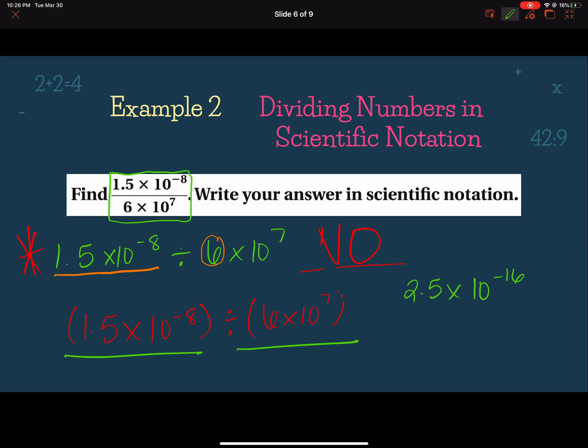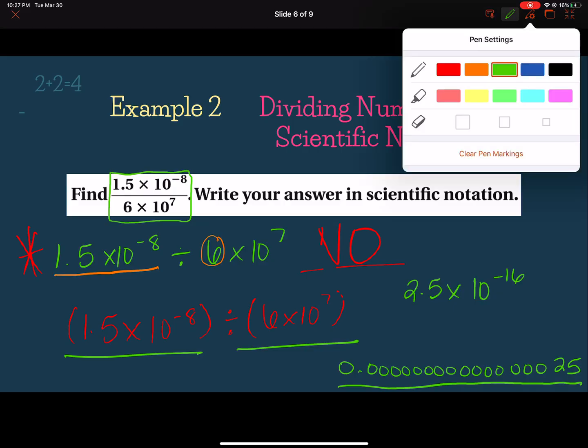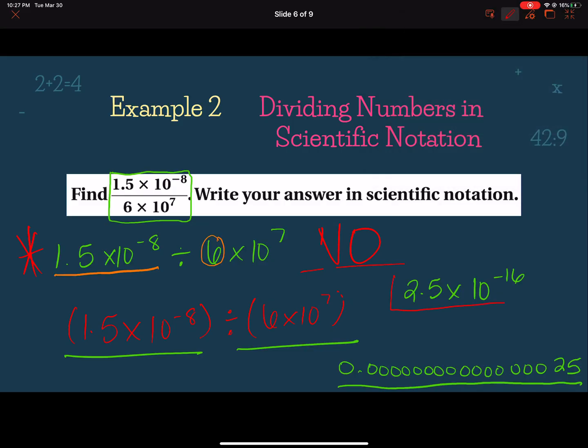So if I were to type this in my calculator and I didn't have it in scientific notation mode, it would give me a really, really, really ugly decimal. It would be 15 zeros. 1, 2, 3, 4, 5, 6, 7, 8, 9, 10, 11, 12, 13, 14, 15, and then 2, 5. Okay, this is why scientific notation is useful, because writing this out every time would be ridiculous. So writing this is a lot more feasible.